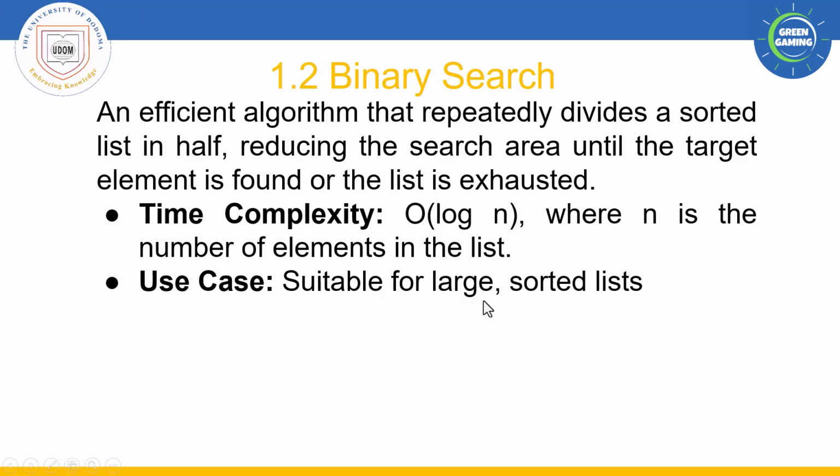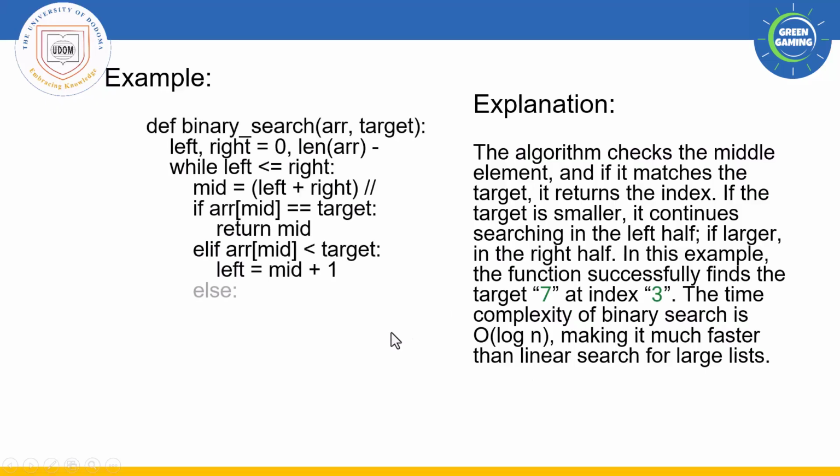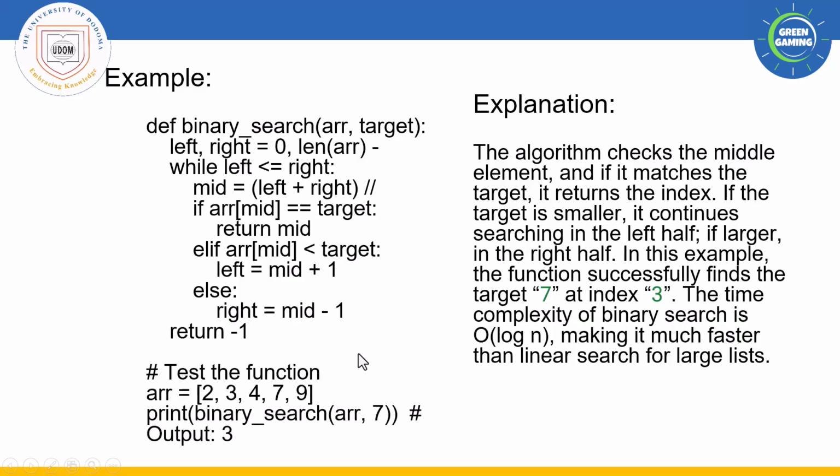The use case is suitable for larger sorted lists. Why? Because the time grows slowly as the list grows. So take this example, right? In this example, we are using a binary search to find a specific target in our list. The function takes two parameters: our list, which is array here, and our target.